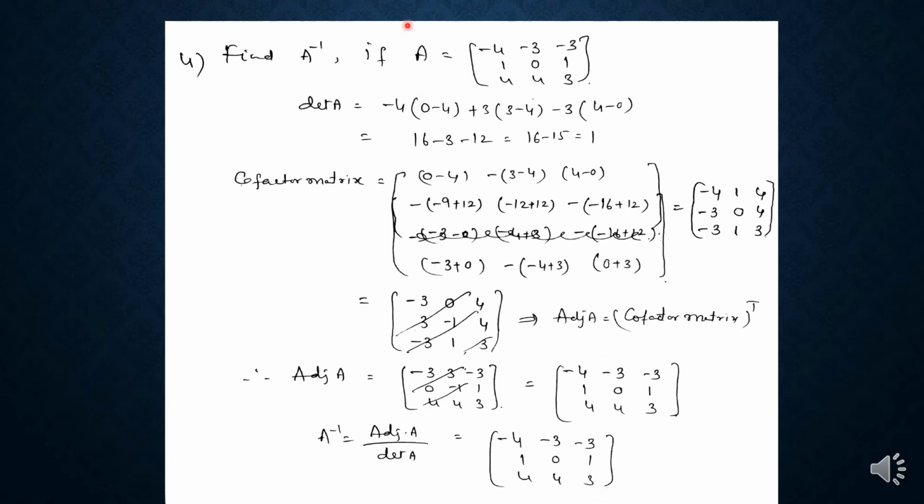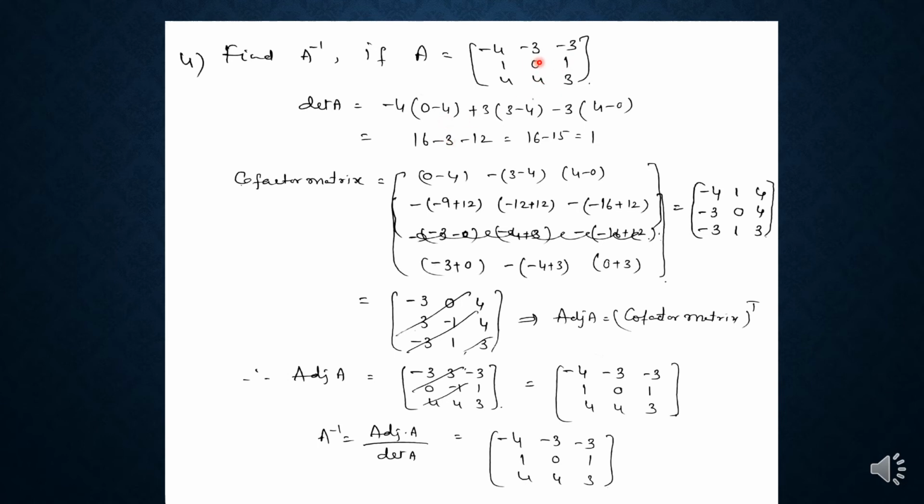So what is the procedure to find the inverse of a matrix? Find det A, the determinant of A. Det A is equal to, by taking the first row, -4, -3, -3, and expanding using the Laplace rule, we can take -4 into, by deleting the column and row, this determinant 0, 1, 4, 3. So what is the value of this determinant? 3 into 0, minus 4 into 1, that is -4.